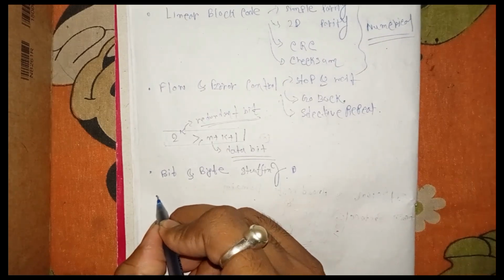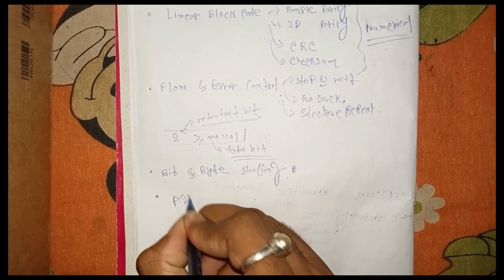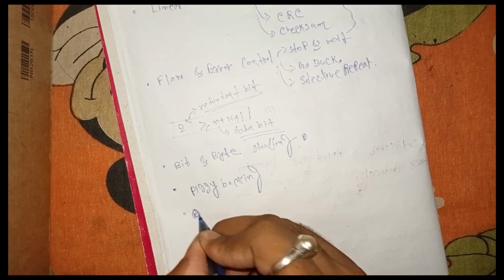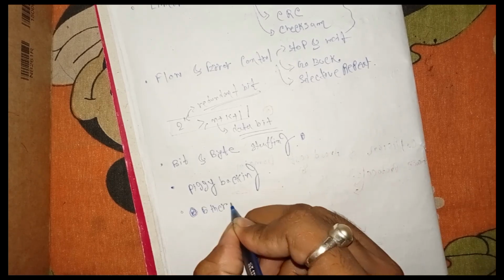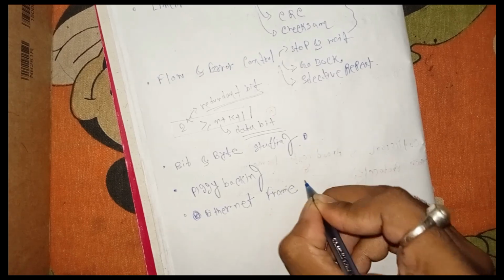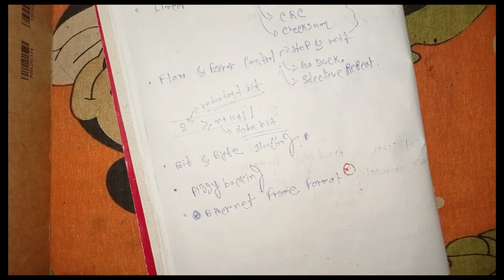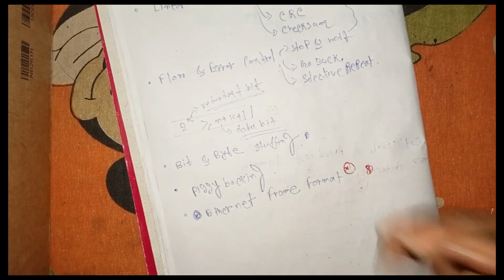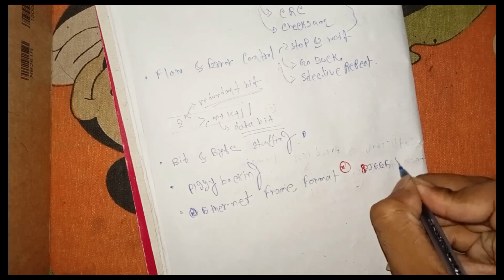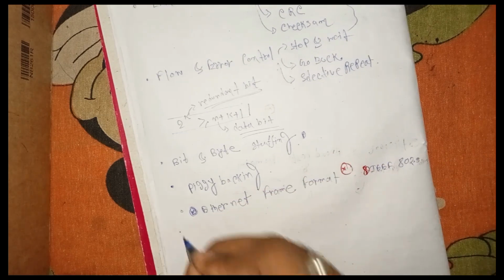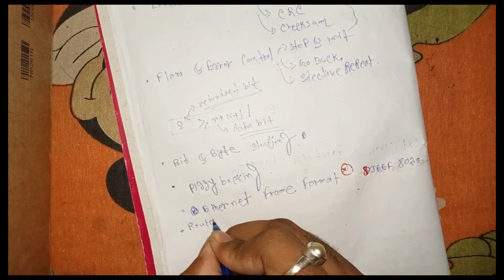Some important portions are piggybacking and the Ethernet format. The Ethernet frame format will be an important question. This will be the important questions from the data link layer this year. And also IEEE 802.5, and the concept of router and gateway.